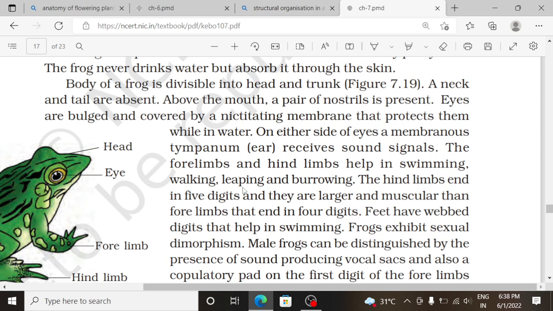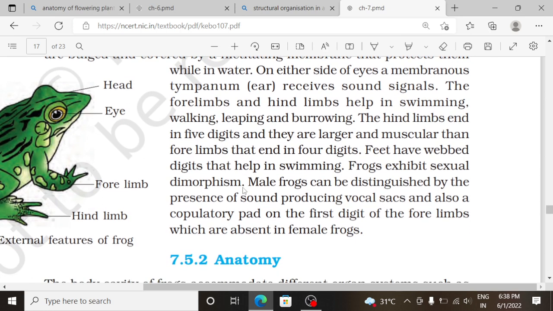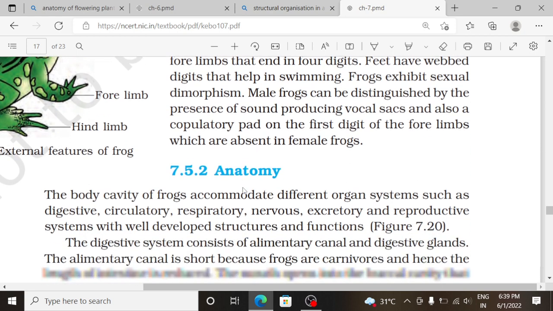The forelimbs and hind limbs help in swimming, walking, leaping, and burrowing. The hind limbs end in 5 digits and they are larger and muscular than forelimbs that end in 4 digits. Feet have webbed digits that help in swimming. Frogs exhibit sexual dimorphism. Male frogs can be distinguished by the presence of sound-producing vocal sacs and also a copulatory pad on the first digit of the forelimbs, which are absent in female frogs.